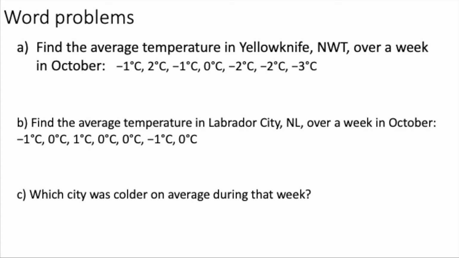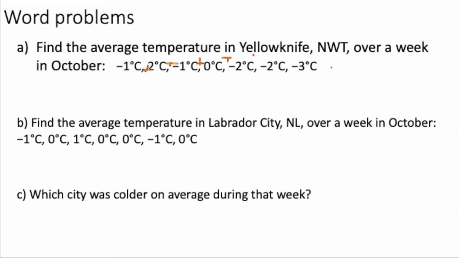All right, so if we're looking at word problems here, this is something that we haven't really covered, but it has been done in the past, so I just wanted to make sure that you remember how to do this, which is finding the average of something. If I'm looking at Yellowknife in October in the Northwest Territories, and this is a week of weather, 7 days of weather, what you do is add all of these together. So I'm going to find the average temperature for the week in Yellowknife. So I just add them together.